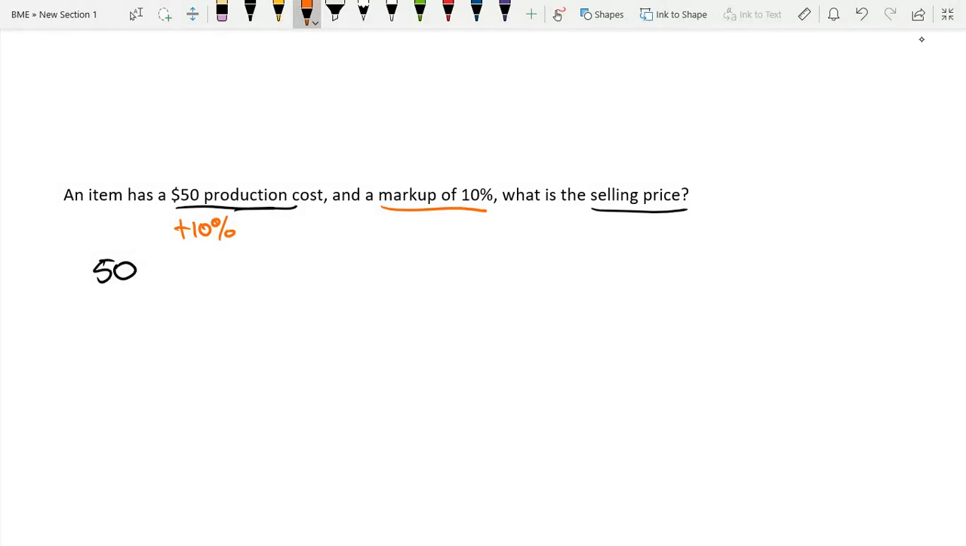So this is the same thing. To find the total cost, you would do production cost, then you would multiply it by the markup. So adding 10%, well, multiplying it by 100% plus the markup, right? Because you're keeping that $50 plus your additional 10% margin. So that's times by 1.1. And that will be the selling price. So in this case, 50 times 1.1 is $55. The selling price on this item is $55.